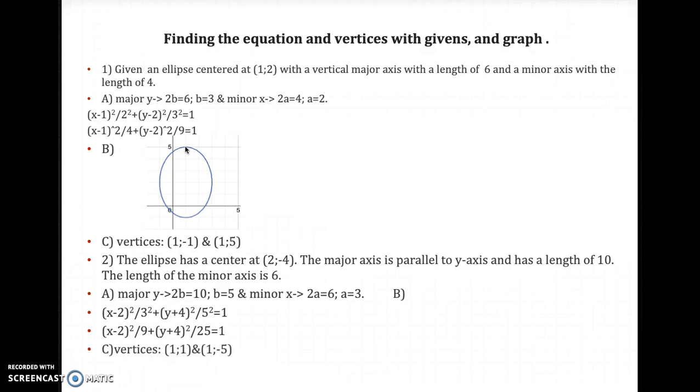Our vertices are going to be like this: (2, 1) and (2, -9).